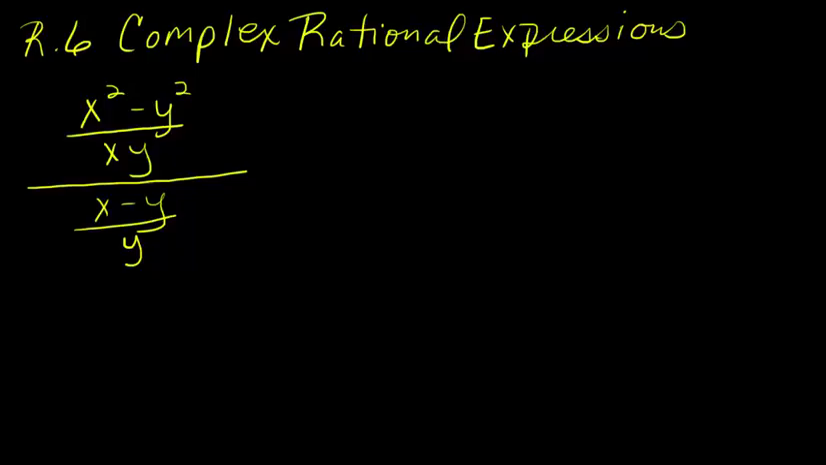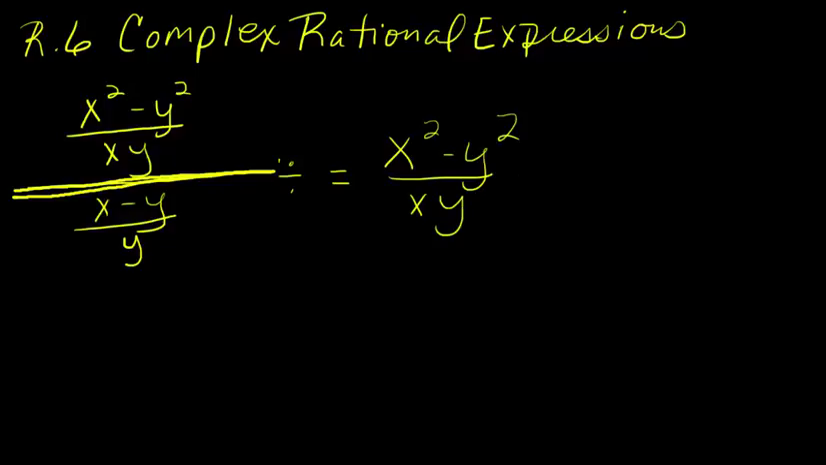When we have a problem like the one listed up here, where we have x squared minus y squared over xy, and that's our fraction in the numerator, and then our denominator has the fraction x minus y over y, what we might like to do to work this is think of that fraction bar as a division symbol. If we do that and rewrite this, we would get x squared minus y squared over xy divided by x minus y over y.